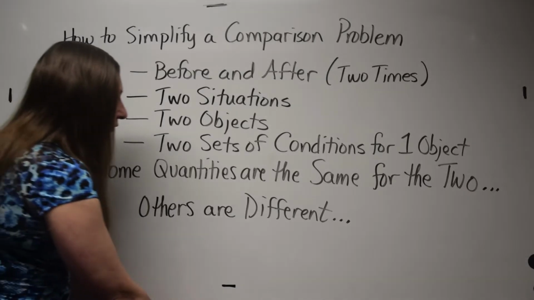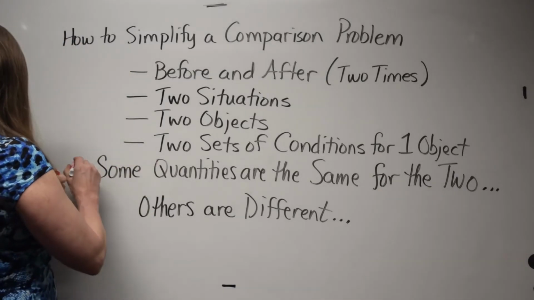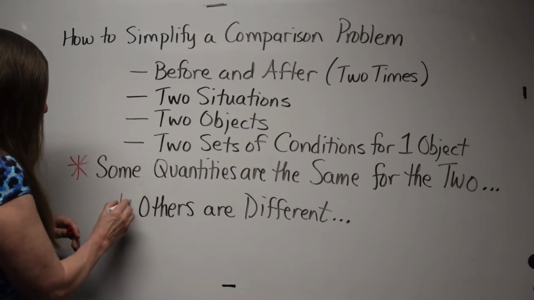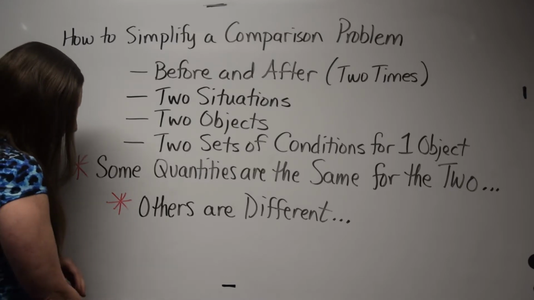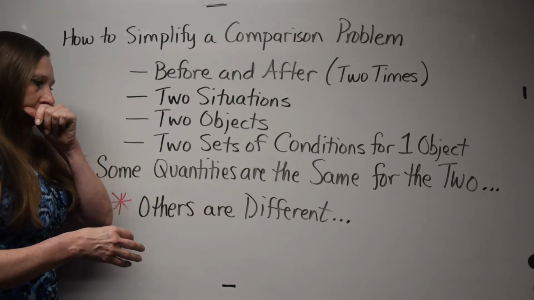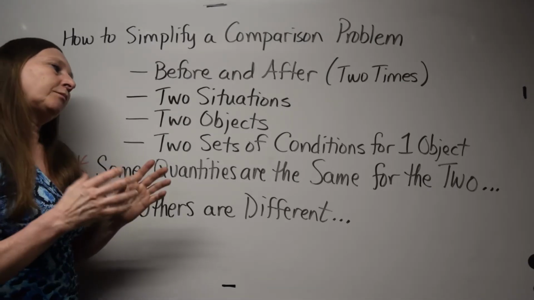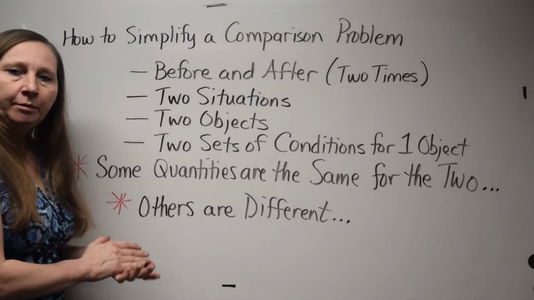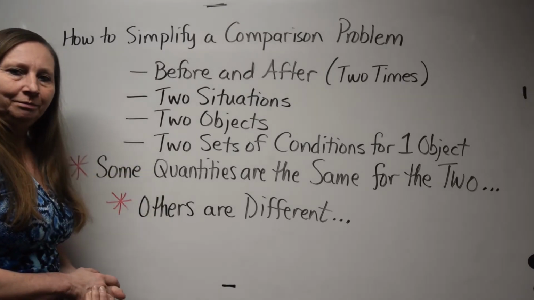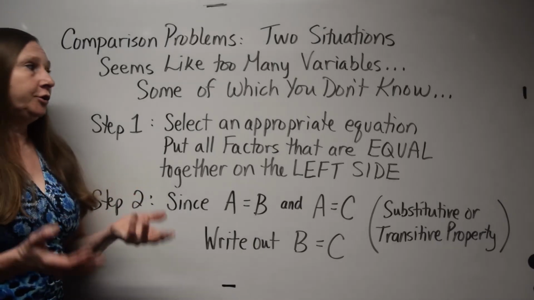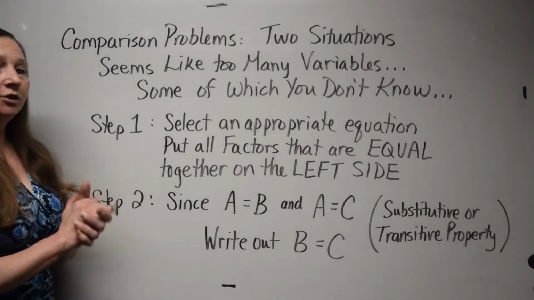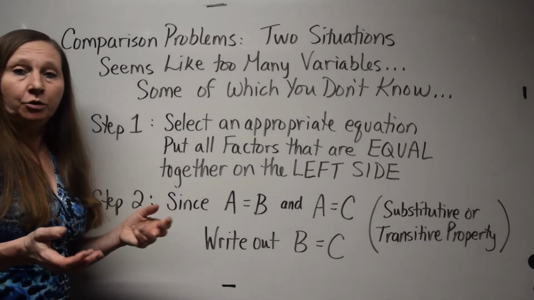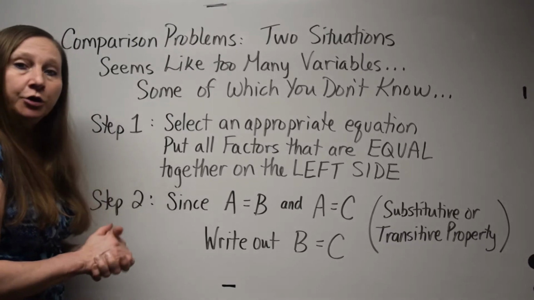Now, what you find with this type of question is that some quantities are the same for the two setups, and other quantities are different for the two setups. Because of all this, the problem seems very difficult. I want to show you how to make this type of problem really, really simple. So in a comparison problem, you have two situations, and part of what makes it so difficult is that it seems like you've got way too many variables. Some of them you also don't know. So that seems like a huge problem.